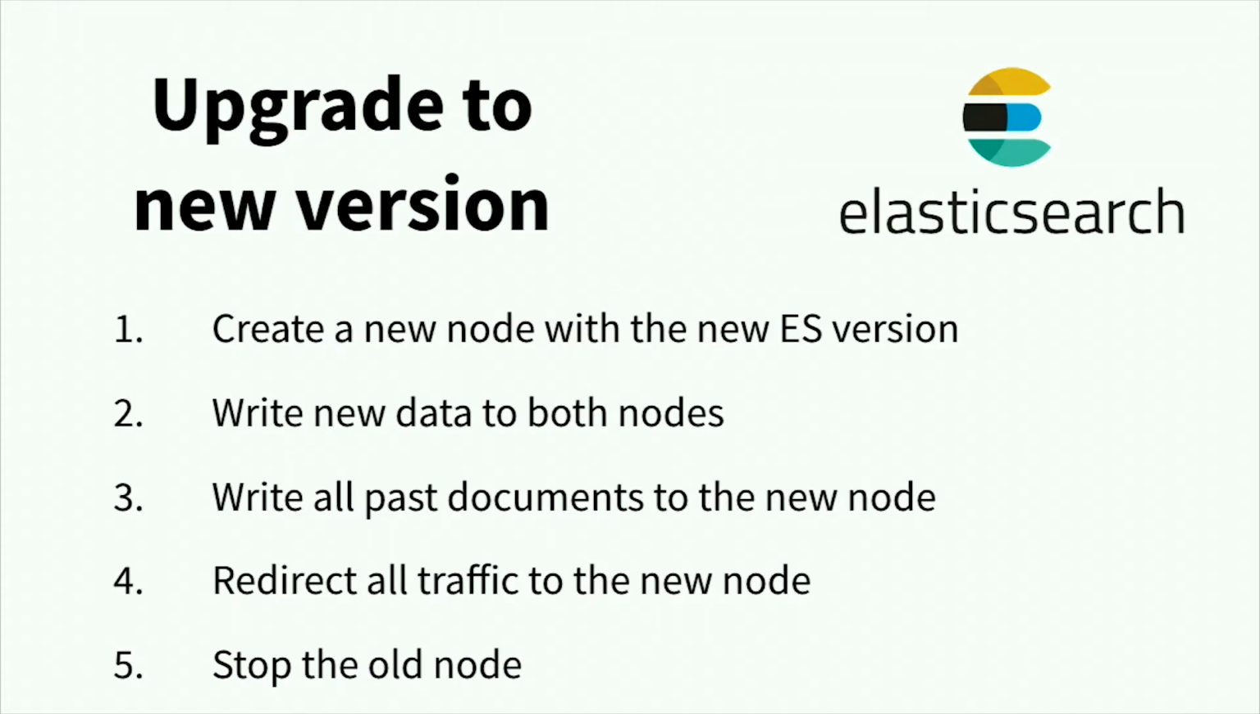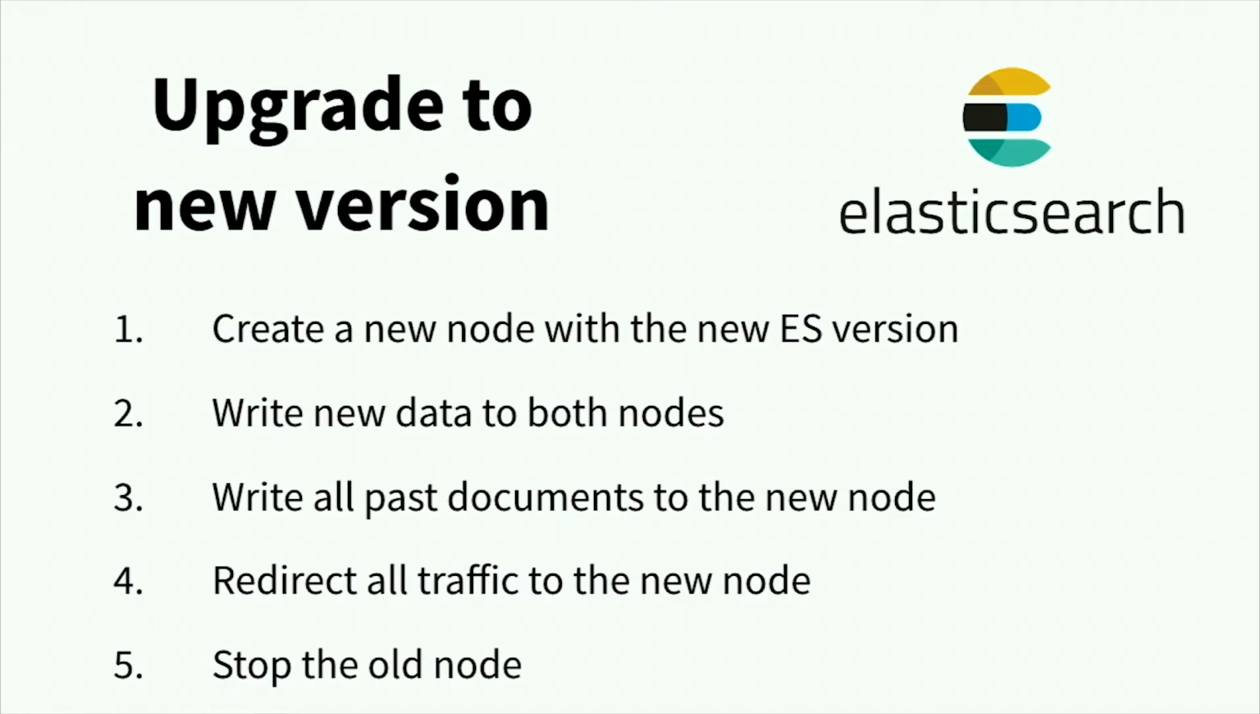Another scenario is when you are upgrading to a new version of Elasticsearch. They are sometimes not very compatible, and you have to create a new server. So how can you do that without any downtime? You can create a new server, a new node with the new Elasticsearch version. Then you modify your application so that it writes your documents into both places. Then you write all past documents to the new node so that the new node has complete data.